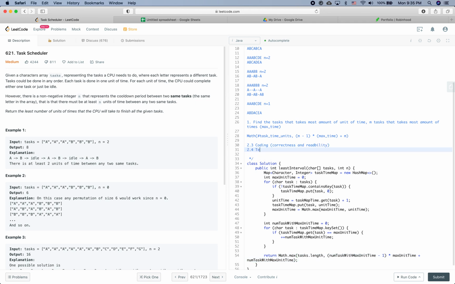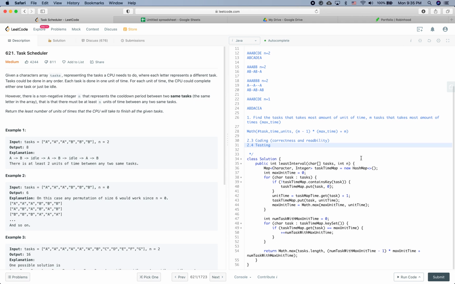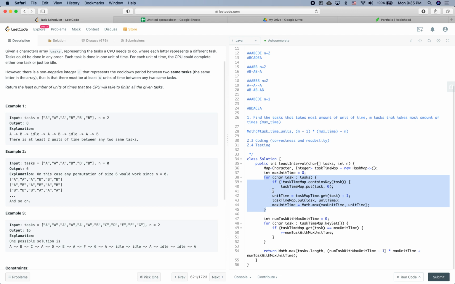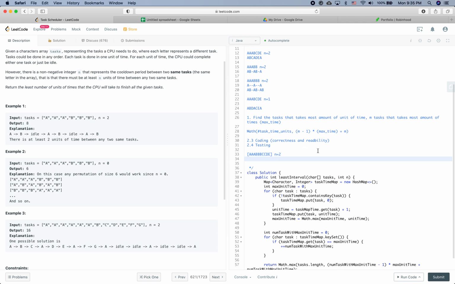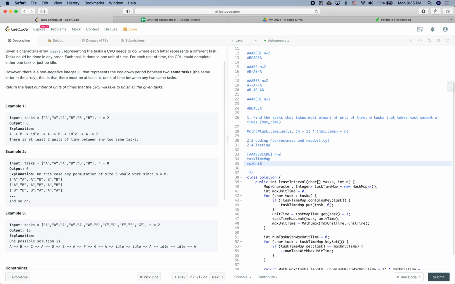The next step is for us to do some testing. We have already gone through this code when we did coding, with a little bit of explanation, but we still need to go through some example to explain how it works. Let's say we take one example: A, B, B, B, and C, C, D, E, and let's say n is set as 2. First, we need to compute the task map and also max unit time. So initialize the map as empty, and this one set as 0, and we iterate through the tasks.